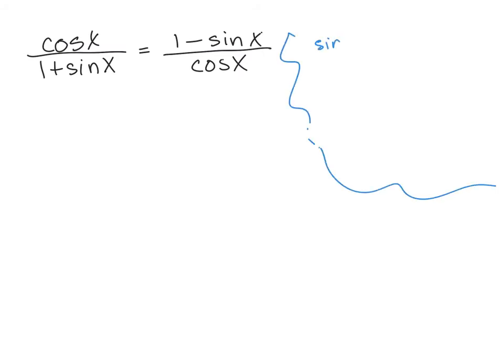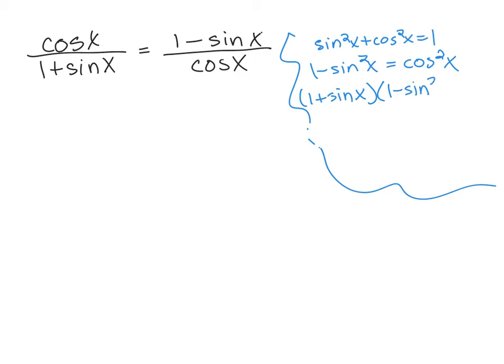If sine squared plus cosine squared equals 1, then 1 minus sine squared equals cosine squared. Okay? But this is the difference of squares. And you can do this the other way with the cosine squared. Whenever you factor the difference of squares, you get what's called conjugate factors.